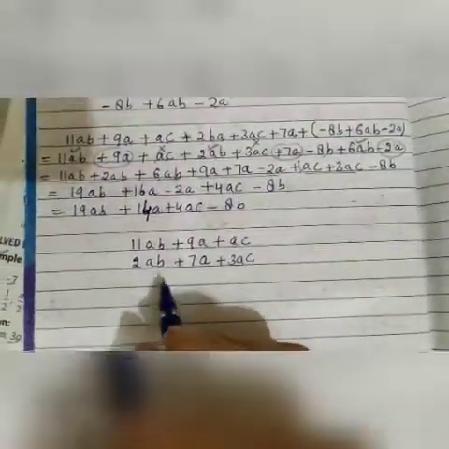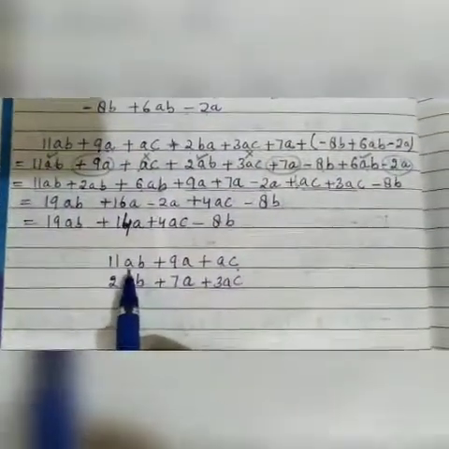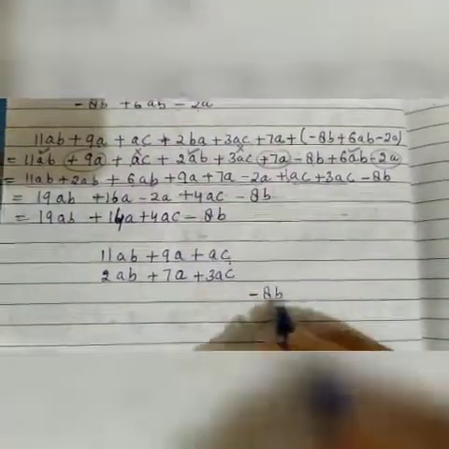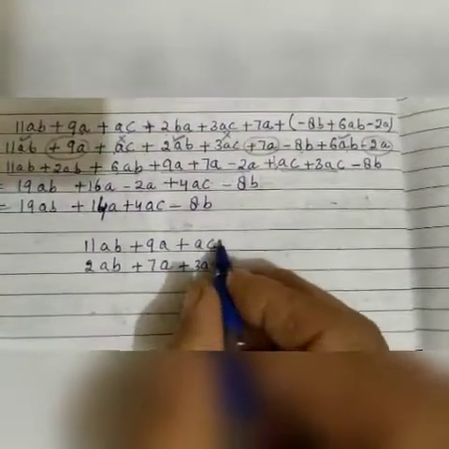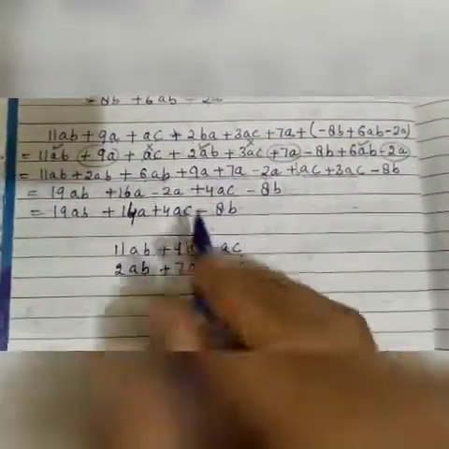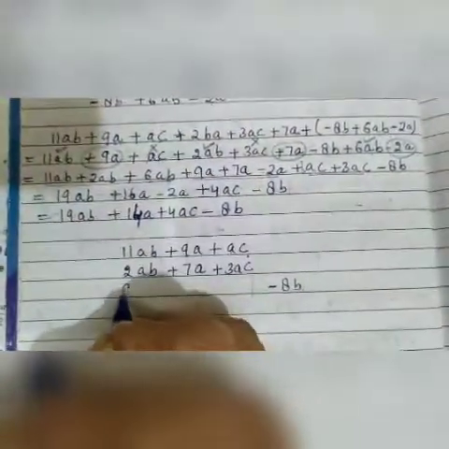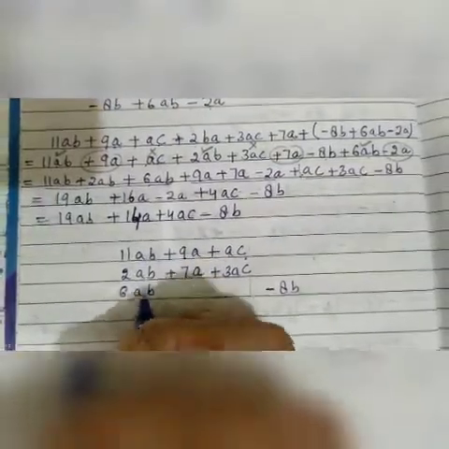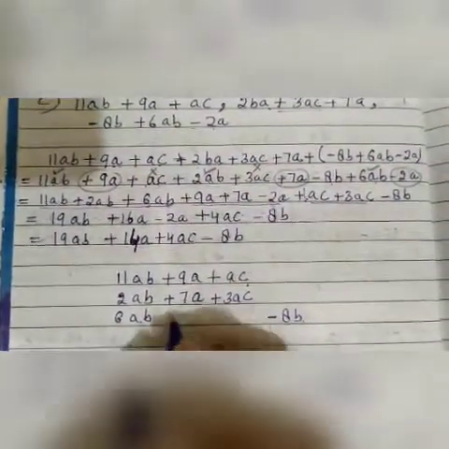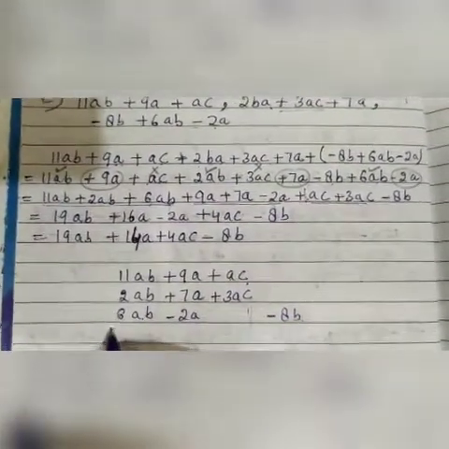Now minus 8B. There is no term with literal factor B. This is minus 8B. See here, no term with B. So we will write it as an extra term out of this order. Then plus 6AB will be written here below this AB. Then minus 2A below this. This space will remain blank.